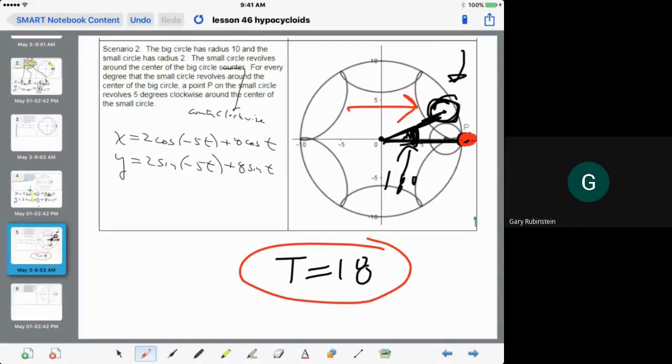And for an answer, if you could just tell me what degree mark, like if this is 0 degrees and this is 90 degrees and this is 180, this is 270, or maybe it's not at one of those four places, maybe it's at some other degree.